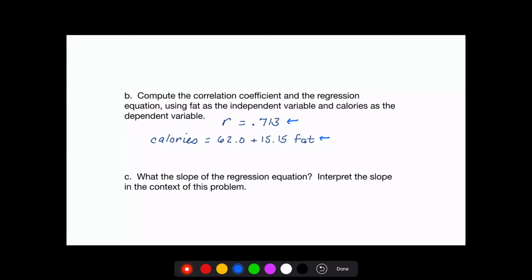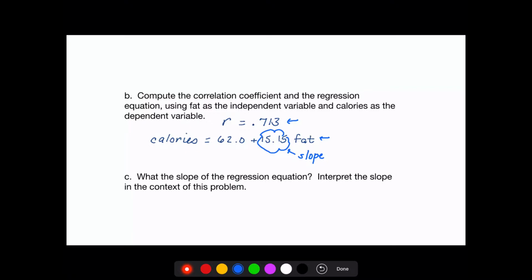What is the slope of the regression equation? Interpret the slope in the context of the problem. The slope of the regression equation is the number in front of the independent variable. In this case, the slope is 15.15. Interpret the slope in the context of the problem.